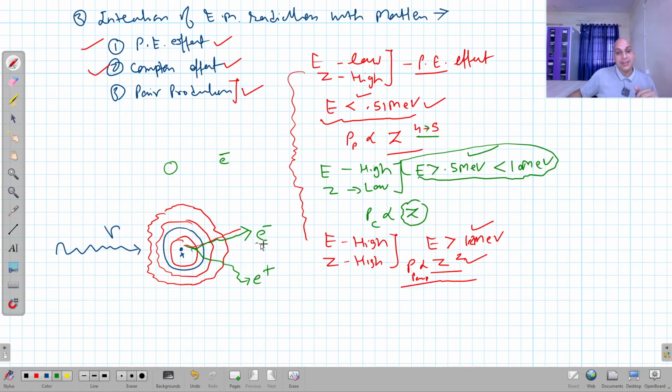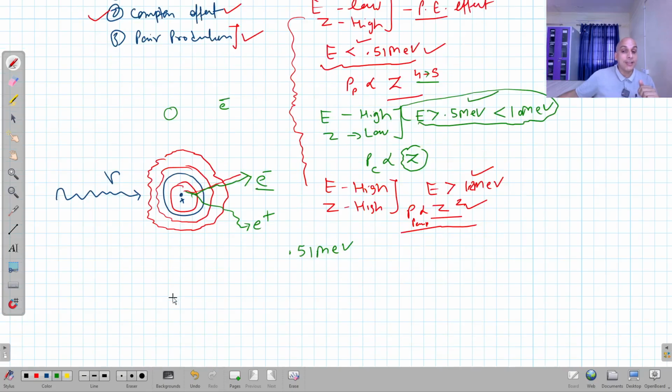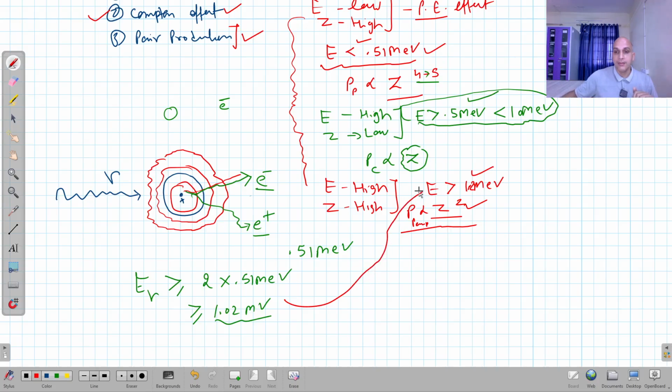But we know very well the rest mass energy of an electron or positron. It is 0.51 mega electron volt. So if this process has to take place, then the energy of the gamma ray photon should be either equal to or greater than 2 times 0.51 mega electron volt, because we are creating two particles. So it comes out to be greater than or equal to 1.02 mega electron volts. That's why I told you here that it should be greater than 1.02. So this process is known as pair production.